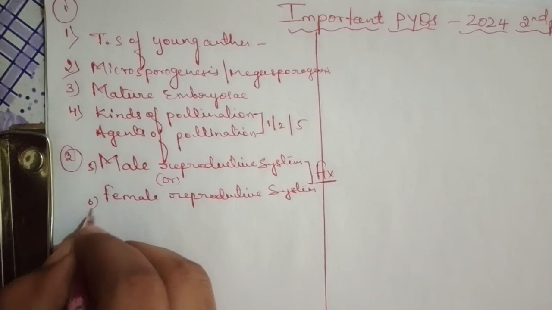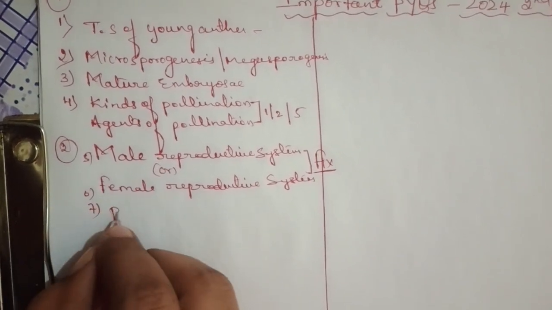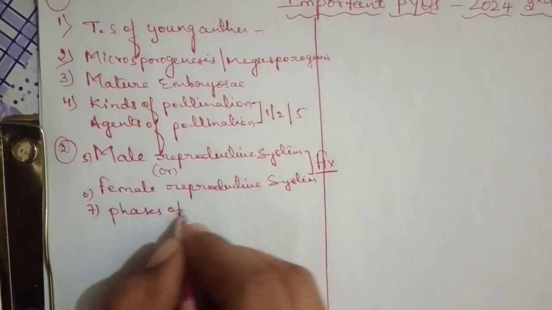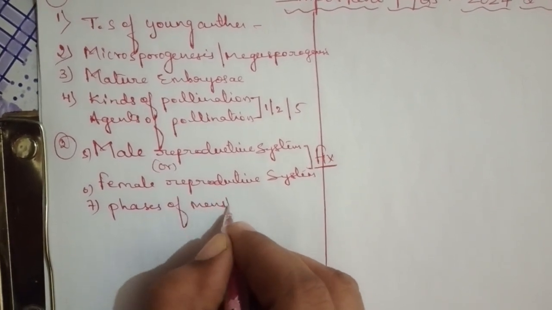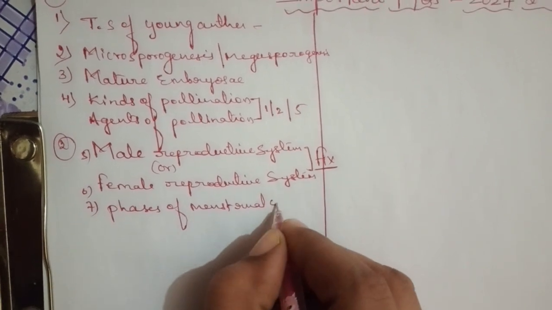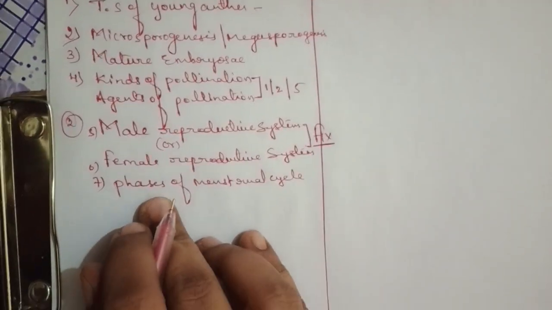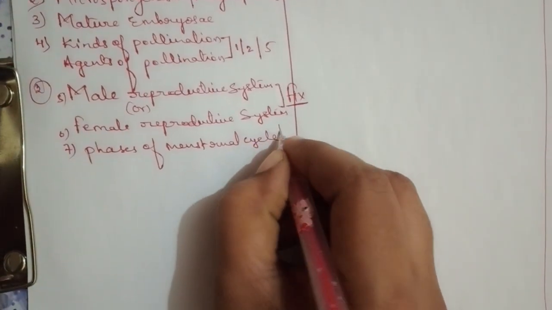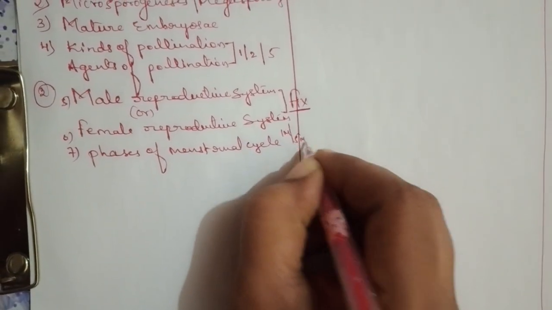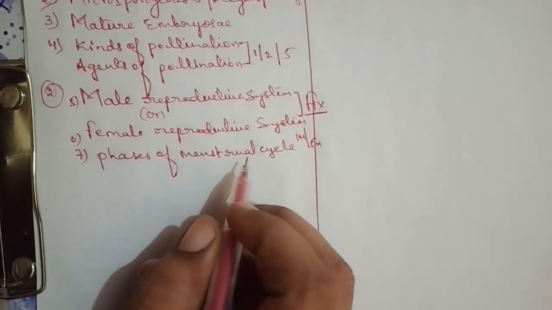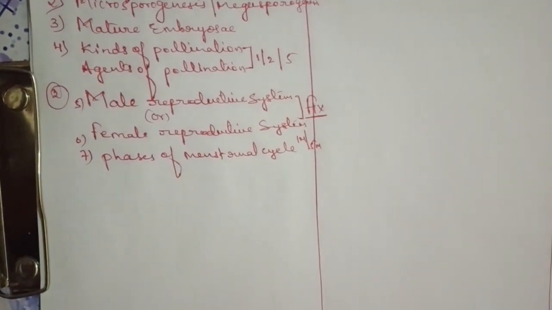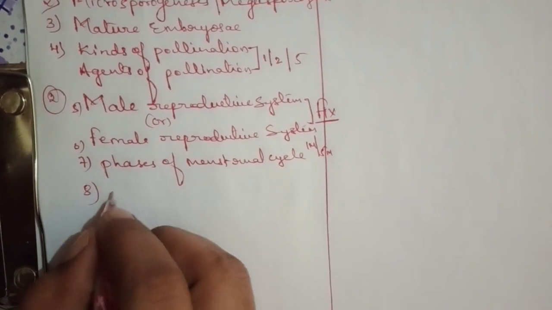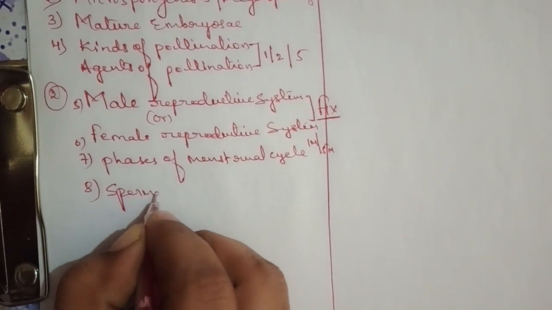The next question they can ask from this chapter is the phases of the menstrual cycle. Again this is important. Here there are a total of 4 phases. They can ask for 1 mark, or even a 5 marks question on the phases of the menstrual cycle. Followed by that, they can ask the difference between spermatogenesis and oogenesis.